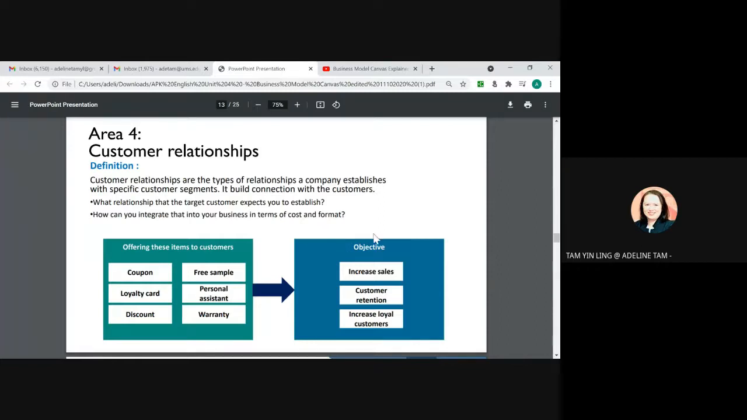what is the objective. From the very beginning, normally our target is to attract customers. Very, very beginning, when you start your business, attract customers. After you attract, then only you say, I want to increase sales. After increasing sales, then you want to retain the customer. Retain means they buy from you one time, then you hope that they will come to buy again a second time.